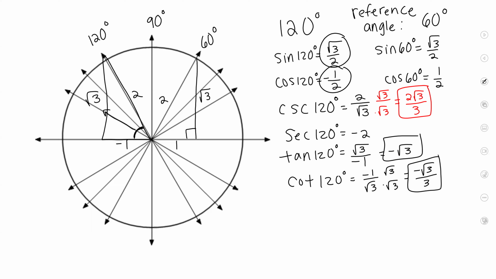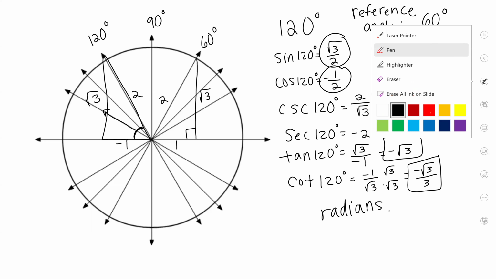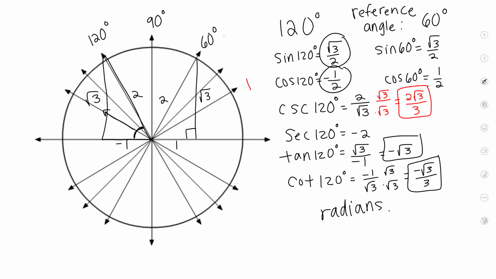Okay. Now let's give it in radians. So what is this in radians? Well, this is a 60 and 120, so I'm going to do increments of 6. So this is 1, 2, 3, 4 out of 6, which is just 2 pi over 3. So that is my radians. 2 pi over 3 is the same as 120 degrees. Okay?